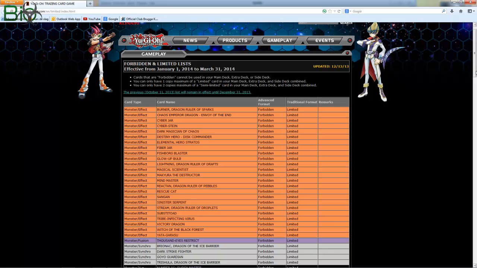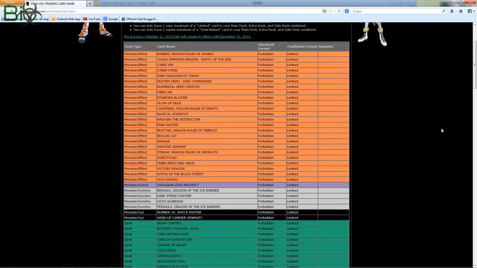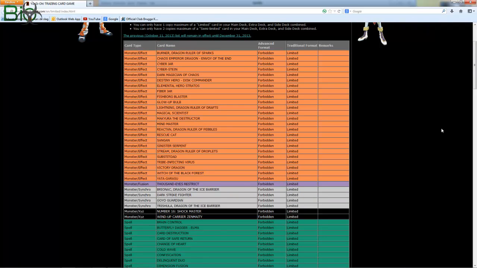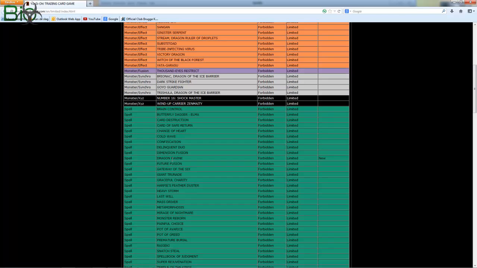First off, we'll have a look at the cards that have gone from unlimited, semi-limited and limited to forbidden. In the monsters section, you will not see any differences. No additional monsters received the ban from Konami, so that's already quite nice. If we look at the spell cards, we can see that only one card has joined the forbidden pool, and that is Dragon Ravine.